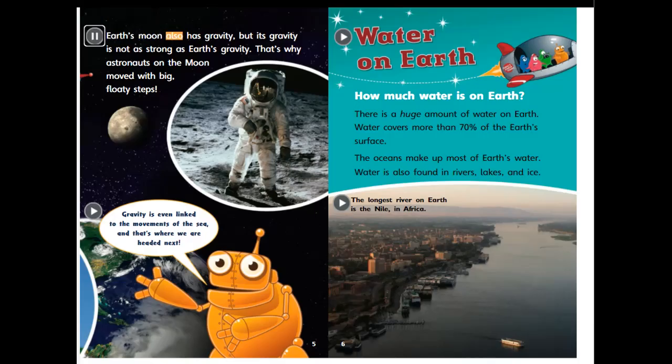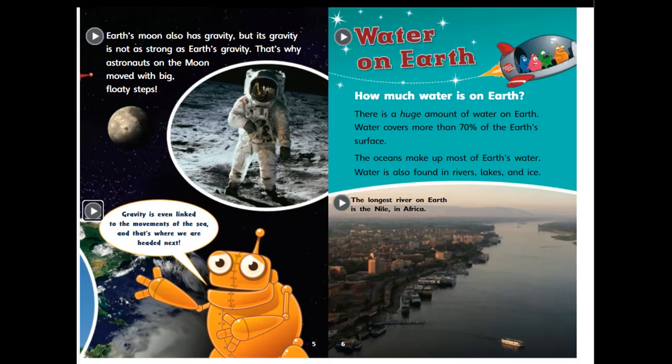Earth's moon also has gravity, but its gravity is not as strong as Earth's gravity. That's why astronauts on the moon moved with big, floaty steps. Gravity is even linked to the movements of the sea, and that's where we are headed next.